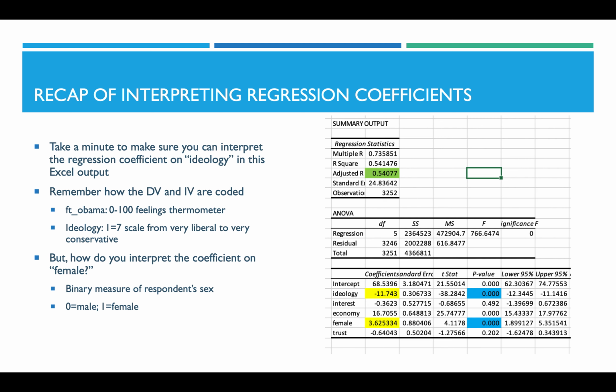The next thing I would ask, though, is how would you interpret the coefficient on the variable labeled female, this coefficient of 3.625? Again, this is a binary measure of the respondent sex taken from the American National Election Study, and it's coded in this analysis such that 0 equals male and 1 equals female. What do you think?